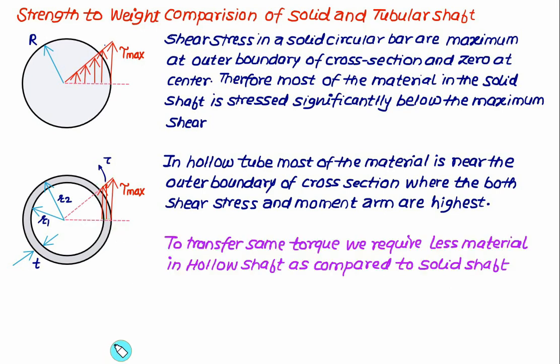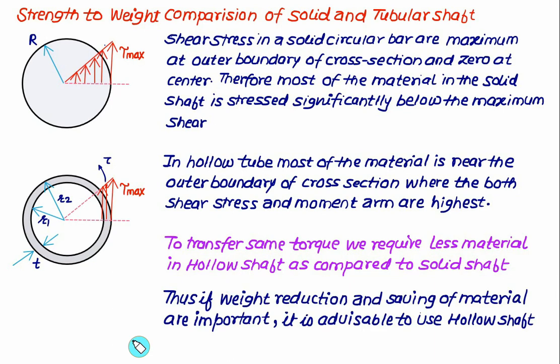So to transfer the same torque, we require less material in the hollow shaft as compared to the solid shaft. Hence, for a long shaft, we should always select the hollow shaft as compared to the solid shaft. Thus, if weight reduction and saving of material are important for us, then it is always advisable to use the hollow shaft.